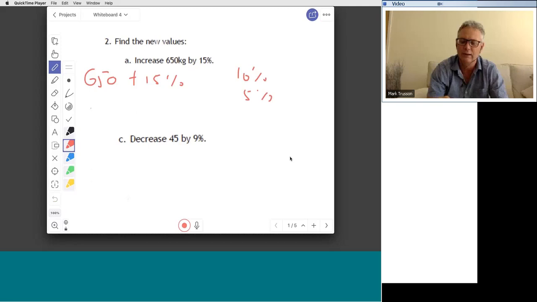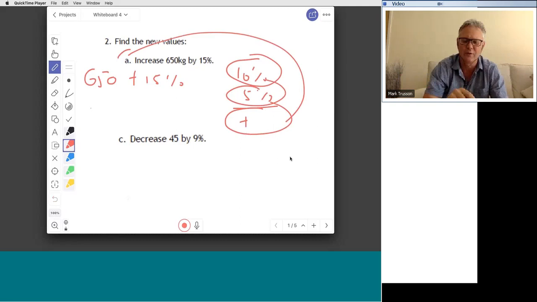The problem with doing that is that A, it's very long-winded. You've got to work out 10%, that's one calculation. 5%, that's a second calculation. Add them together, that's a third calculation. Then you've got to add that to 650, which makes a fourth calculation.